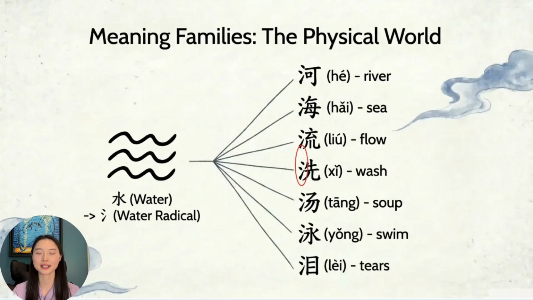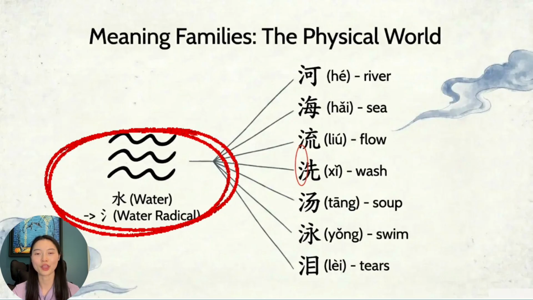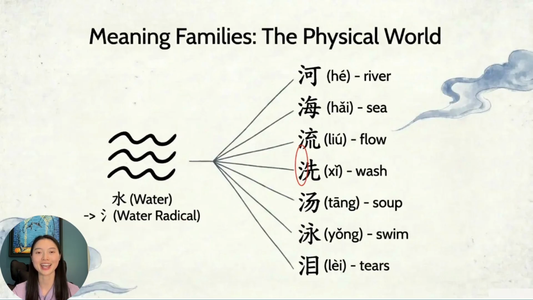Now flip the perspective. Instead of sound families, let's look at the meaning families. Characters that share the same meaning component. Water radical. The water radical from 水: any character with the water radical on the left lives in the world of water and liquid.